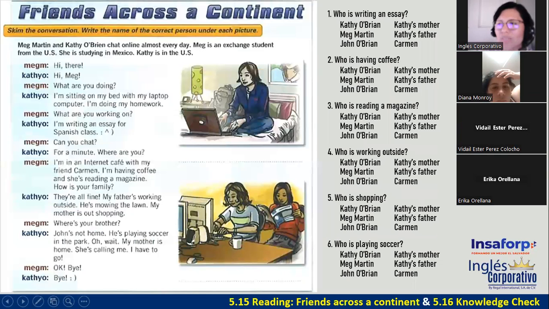Entonces, ¿cuál es este tipo de reading? Bueno, este tipo de reading tiene que ver con scanning or skimming. Skim the conversation, okay? Es como leer así rapidito, como identificar la idea principal y las palabras claves, ¿verdad? Entonces, the conversation is called Friends Across the Continent. And it says, skim the conversation, write the name of the correct person under each picture, right? And then it says, Meg, Martin, and Cassie O'Brien chat online almost every day. Meg is an exchange student from the United States, and she's studying in Mexico. Cassie is in the US.